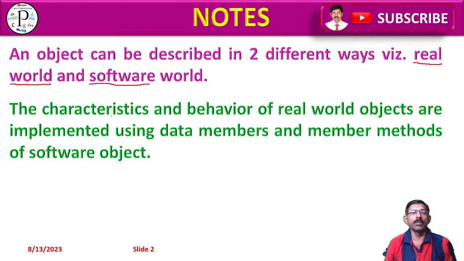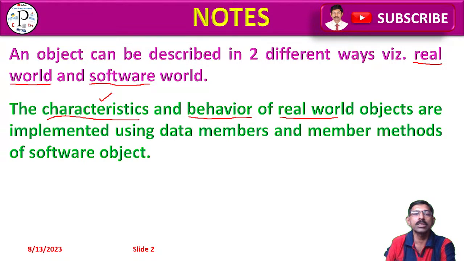The characteristics and the behavior. What is this characteristics? The variable which enables us to store the data of a class is called its characteristics, and whatever operation that we can perform on these instance variables is called the behavior of the real world object. Why is it called real world? Because we are talking about characteristics and behavior, and the same thing will be called instance variable and method in case of the software object, implemented using the data members, which are also known as instance variables, and member methods, which are also known as methods.